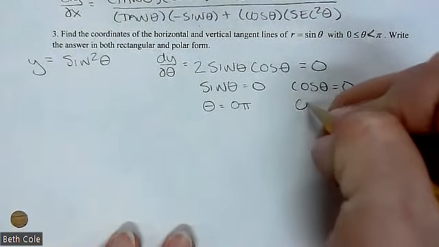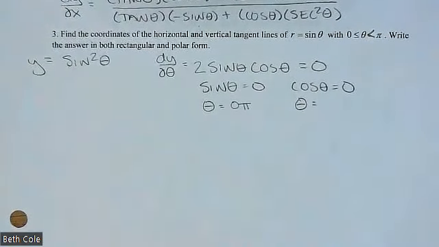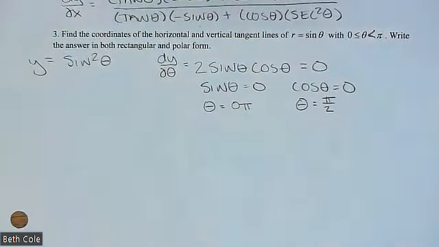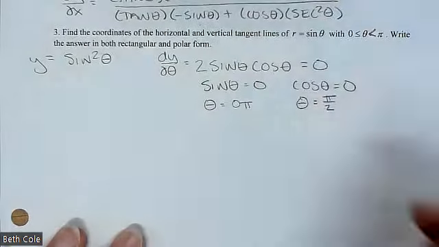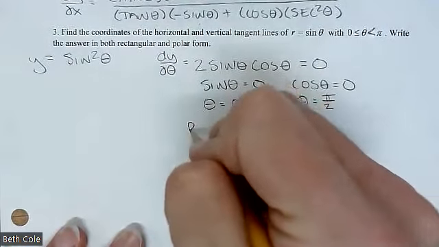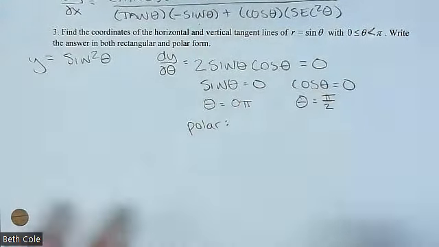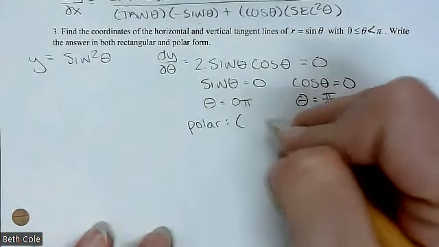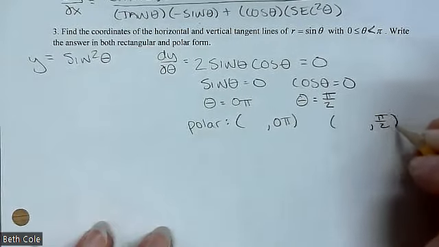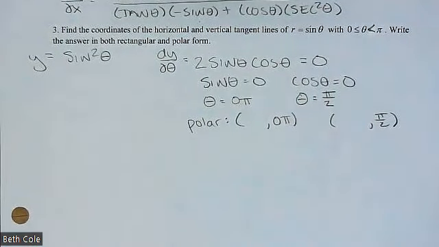All right, and then where is cosine going to be? Cosine is the x value. Good, just pi over 2. So let's do the polar coordinates first. It says we want them in both rectangular and polar, but we have these angles. So let's do polar first. It's r comma theta. So we're going to have something comma 0 pi and something comma pi over 2. It should really be theta comma r, but it's r comma theta.